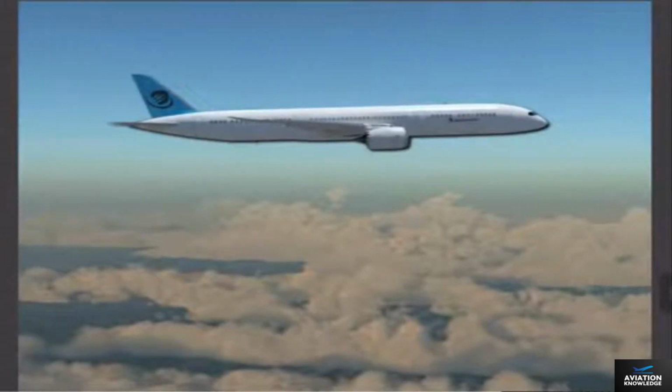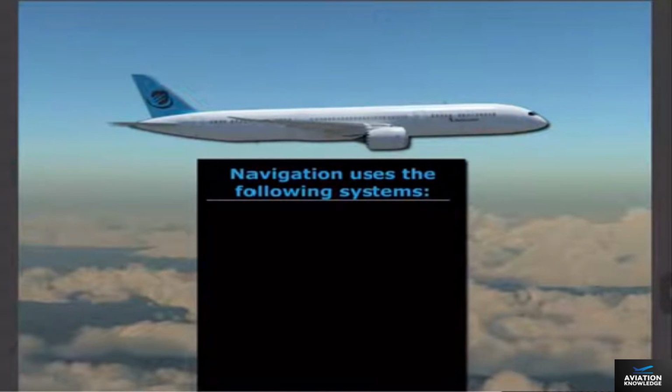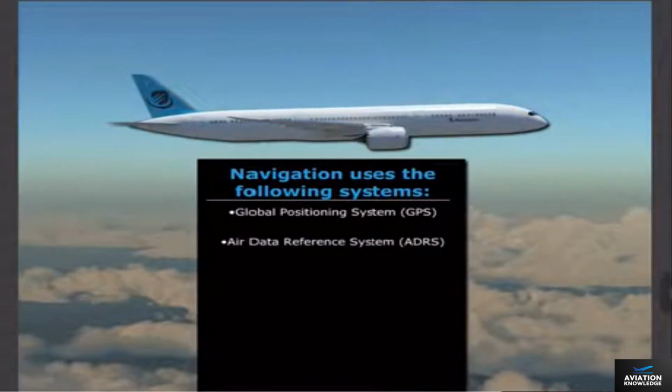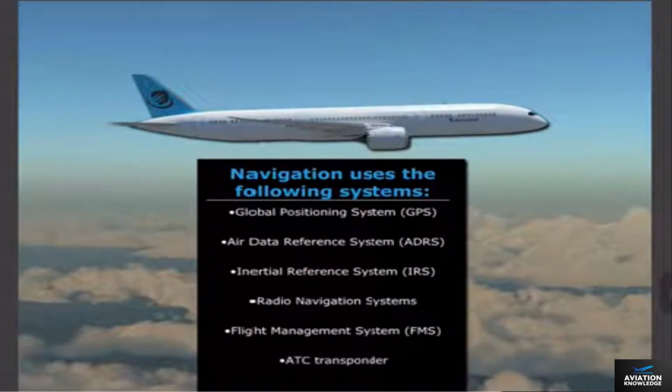Aircraft navigation is a multifaceted task that is accomplished using the following systems: Global Positioning System, or GPS, Air Data Reference System, or ADRS, Inertial Reference System, or IRS, Radio Navigation Systems, Flight Management System, or FMS, ATC Transponder, and Weather Radar.